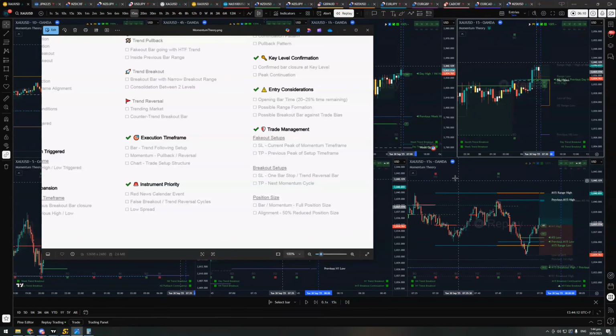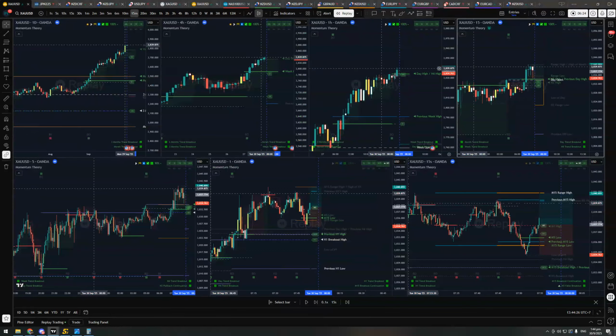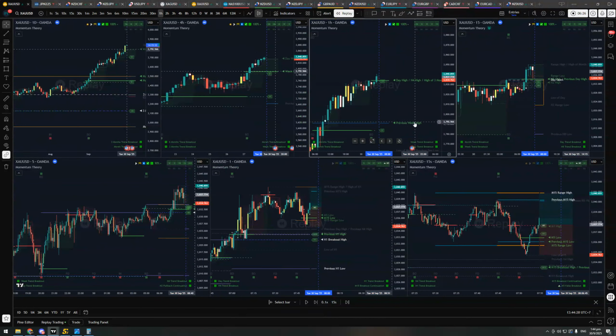That's if I'm taking a breakout. I'm not taking the breakout on the 15 seconds. I'm taking a fake out. So if I'm taking the fake out, stop loss is at the current peak. And so we are at the current peak. But since I'm anticipating the breakout, my TP would be the next momentum cycle. On the H1, the next momentum cycle would be the previous day high.